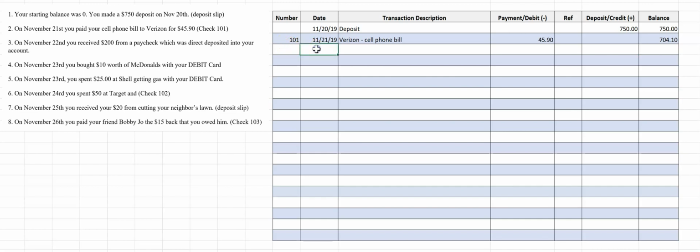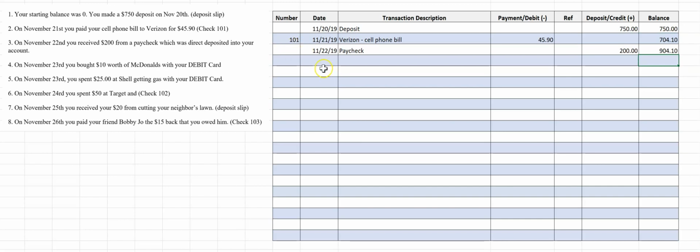On November 22nd, you received $200 from a paycheck, which was direct deposited into your account. On this one, we didn't write a deposit slip, but we do need to still record it. That's going to be for $200, and we increase our balance. So the formula there is the previous balance, the line above, the $704.10, plus the deposit amount.